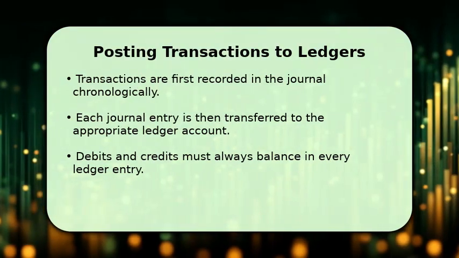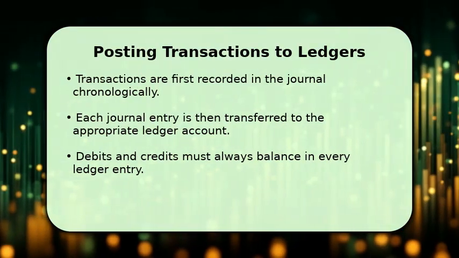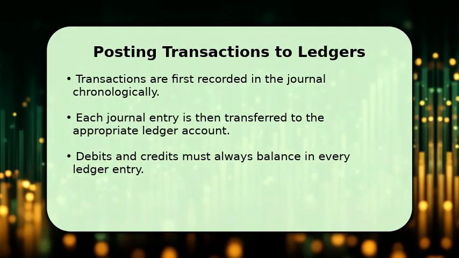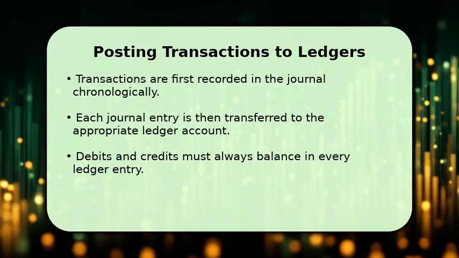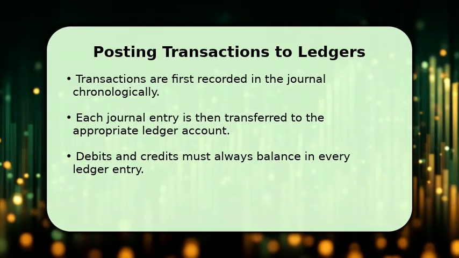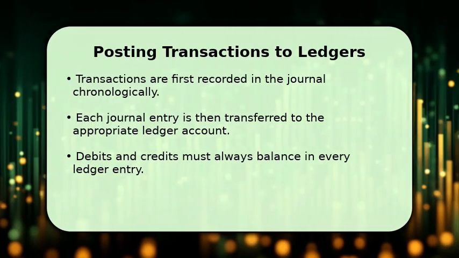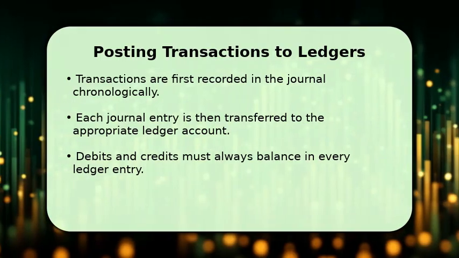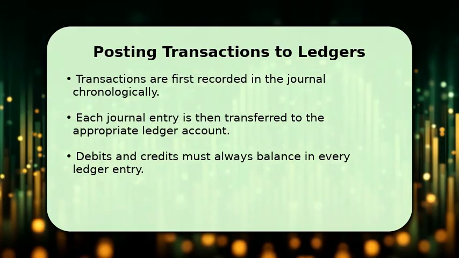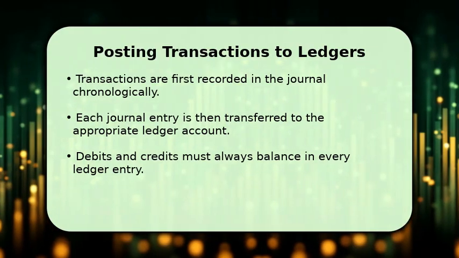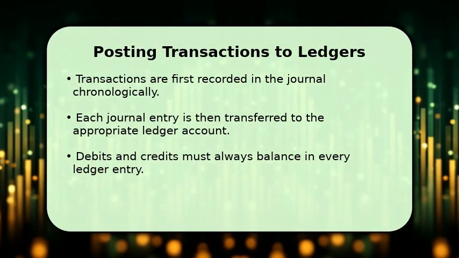Posting transactions to the ledger is a fundamental step in the accounting cycle. After recording a transaction in the journal, you transfer the debit and credit amounts to their respective ledger accounts. For example, a cash sale would involve a debit to the cash account and a credit to the sales revenue account. This process ensures that each account reflects its current balance, providing the data needed for financial statements.